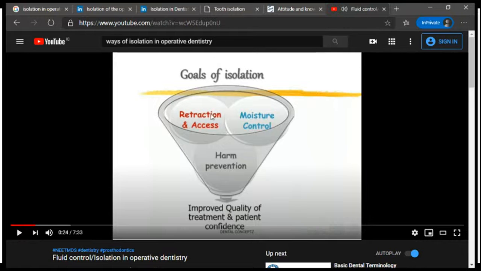These are the goals of isolation: retraction and access, moisture control, harm prevention, improved quality of treatment and patient confidence, all of which give the patient a better experience, with restorations lasting longer and better isolation.